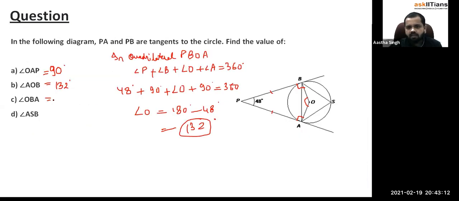Okay. So the next is angle OBA. Try to find out what will be the angle OBA. Right? This is your OBA. Also, the question can also be asked: what will be the angle OAB, right?